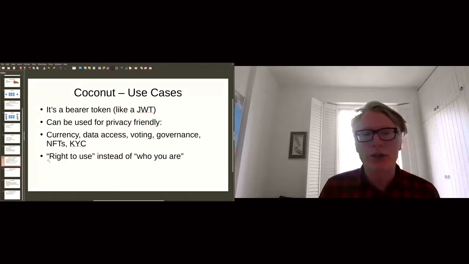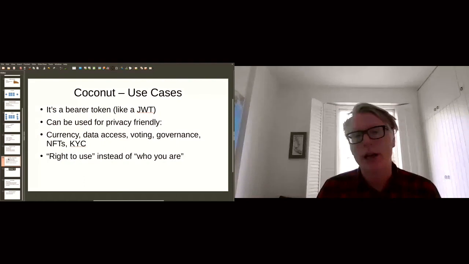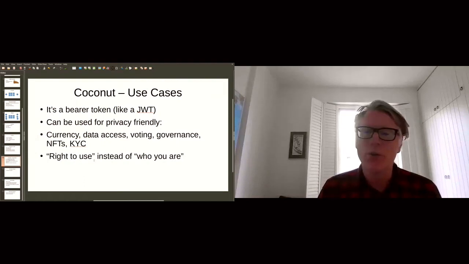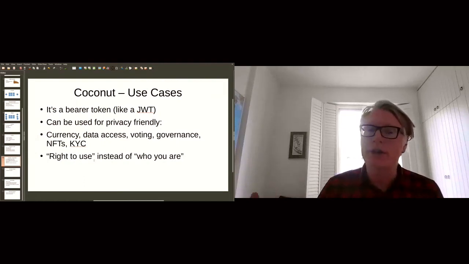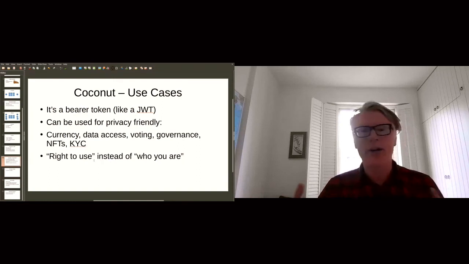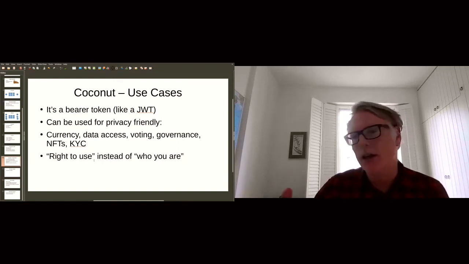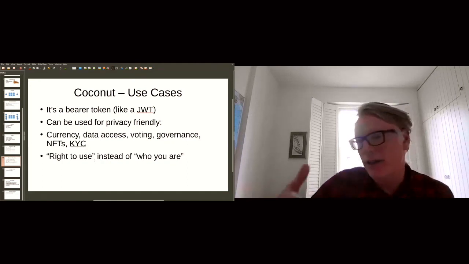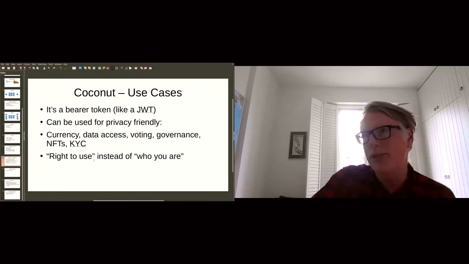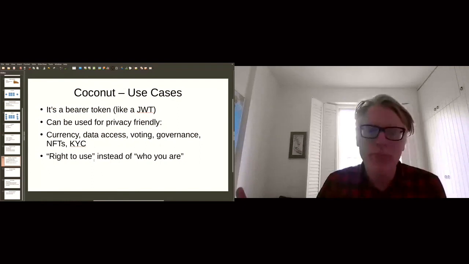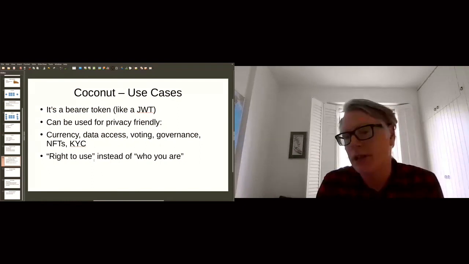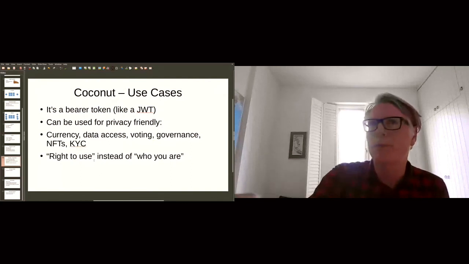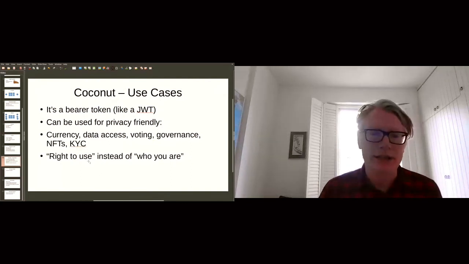Basically, Coconut is good for anything where you want to prove a right to use instead of who you are. Most of our security systems these days are based on, I'm Dave, therefore I can do this. Coconut inverts that relationship and says, please, Mr. Validator, or please, Mr. Issuing Authority, attest that I can do something. And then after that, people don't need to know who I am. They just need to know that whoever presents this bearer token is allowed to do this thing.